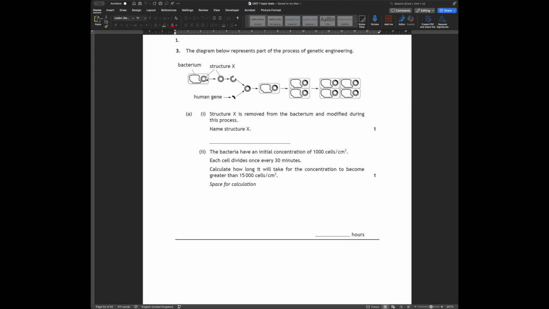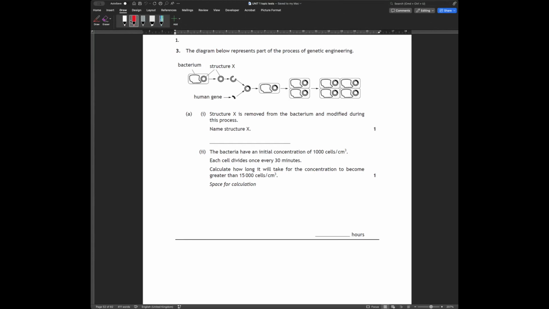It's circular. So the thing that we learned all the way back in topic 1.1, and we learned a bit more about in this topic 2, is the plasmid. Okay, structure X is the plasmid. Part 2, the bacteria have an initial concentration of 1,000 cells per centimetre cubed. Each cell divides once every 30 minutes.